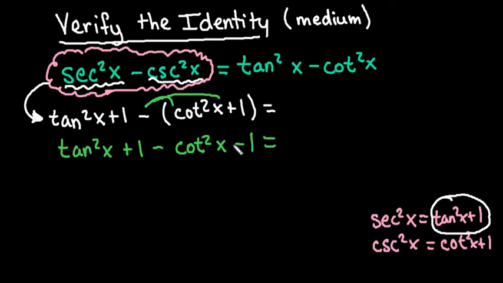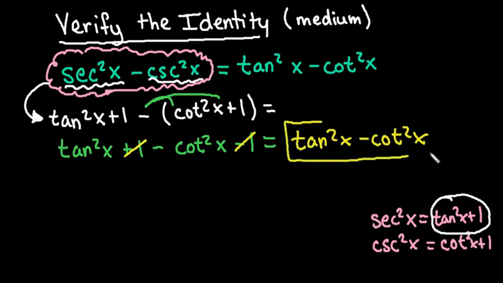And if you notice, my 1's end up canceling out, so 1 minus 1 is 0. So I'm left with tangent squared x minus cotangent squared x. And I have shown that when I start with this side, it does end up being the other side once I simplify.